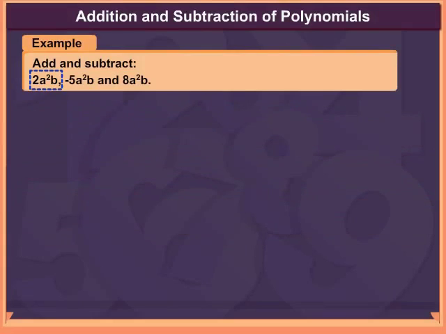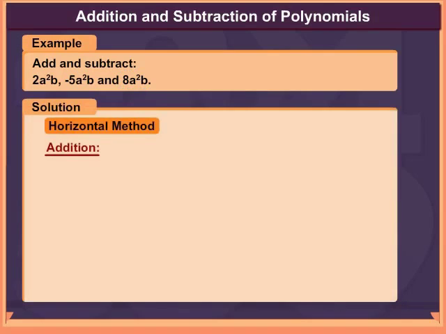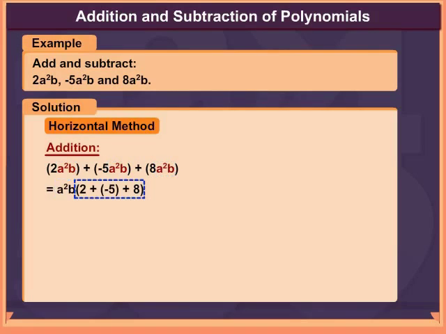Add and subtract 2a square b, minus 5a square b and 8a square b. Let us first do their addition. So 2a square b plus minus 5a square b plus 8a square b. As they are like terms, we can add them all. Taking a square b common, we get a square b into 2 plus minus 5 plus 8. That is adding the numerical coefficients.